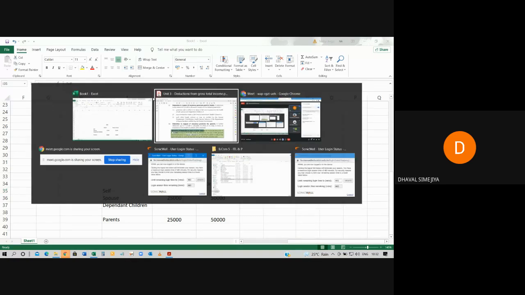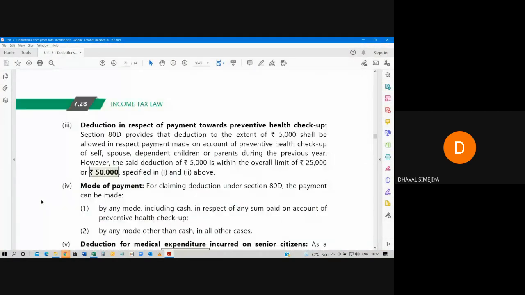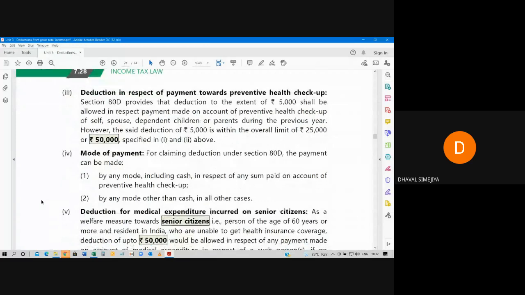Now, last point of section 80D, then your 80D will be completed. Deduction in respect of payment towards preventive health checkup.